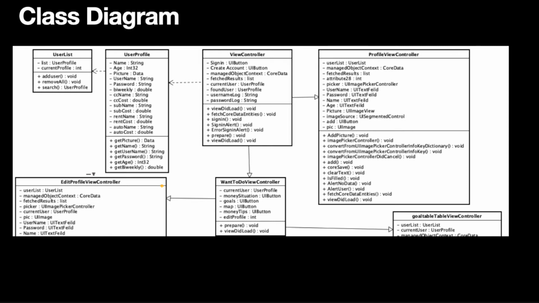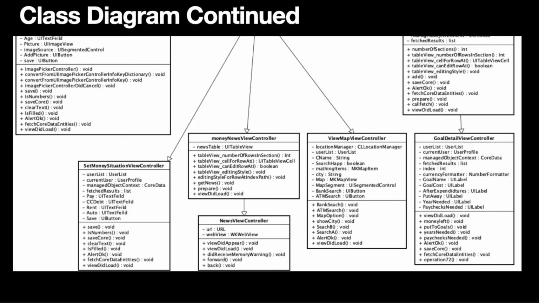Down towards the middle is the to-do view controller. This is after you get signed in. This is where the user can choose what to do. They can either view their profile, they can set their money situation, they can set their goals, they can view the map, or they can see the money tips. So all those segments I listed before will have their own view controller.